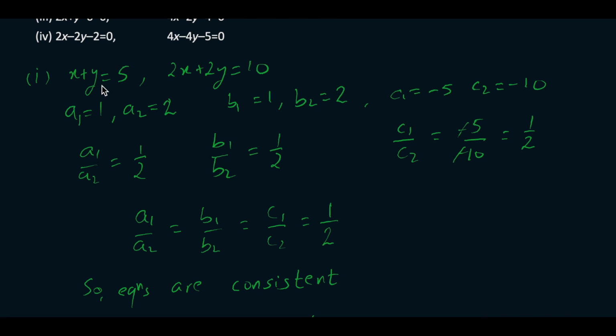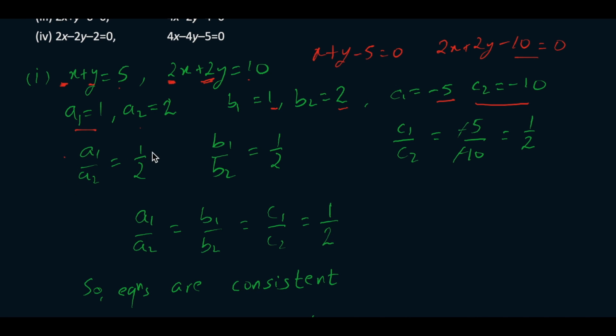So our first question is x plus y equals 5 and 2x plus 2y equals 10. So the value of a1 is 1, as the coefficient of x is 1. The value of a2 is 2. The value of b1 is 1, which is the coefficient of y. The value of b2 is 2 and the value of c1 is minus 5, because this will become x plus y minus 5 equals 0. The value of c2 is minus 10, because this will become 2x plus 2y minus 10 equals 0.